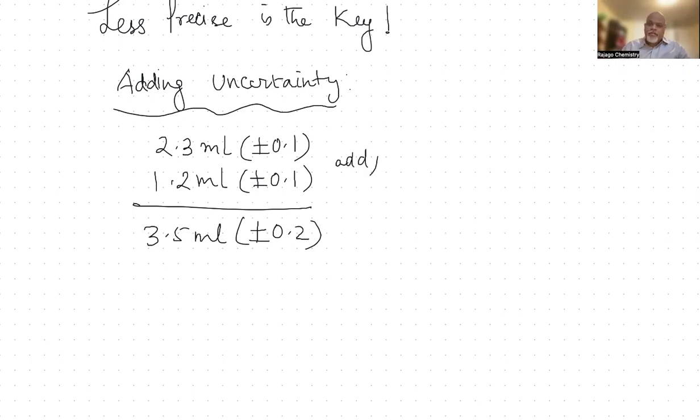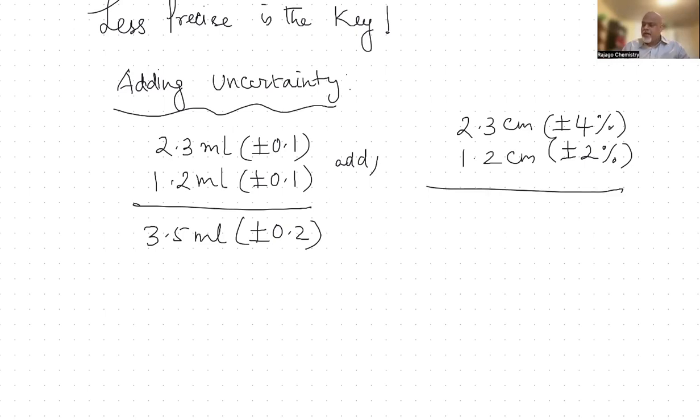But if you multiply, let's say you have 2.3 centimeters and 1.2 centimeters. One has plus or minus 4% and another one plus or minus 2%. Now you multiply both of them, right? And you get 2.7 centimeters squared, and the uncertainty is plus or minus 8%. So when you add the numbers, you add the uncertainty. When you multiply the numbers, you multiply the uncertainty.